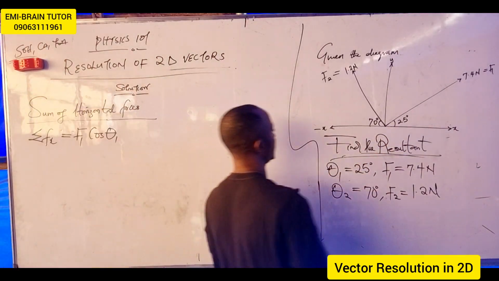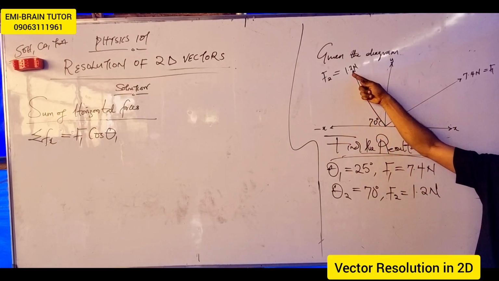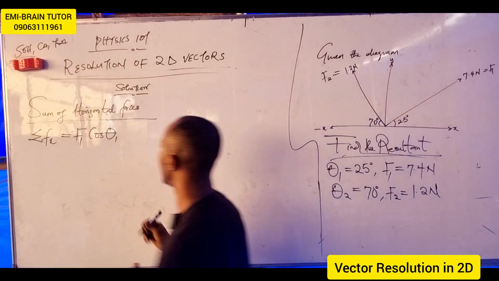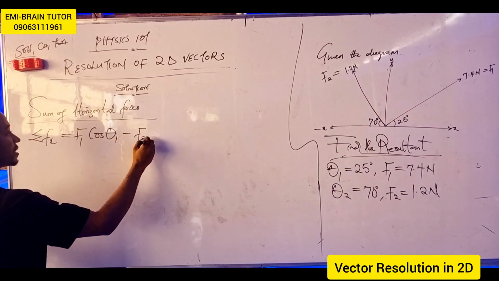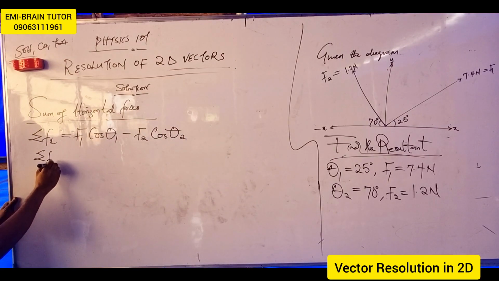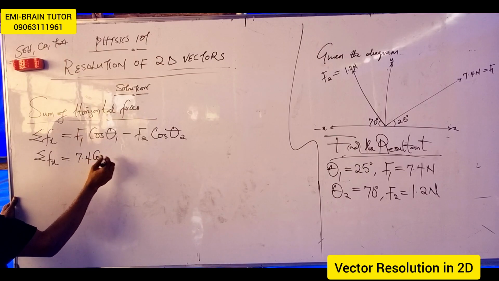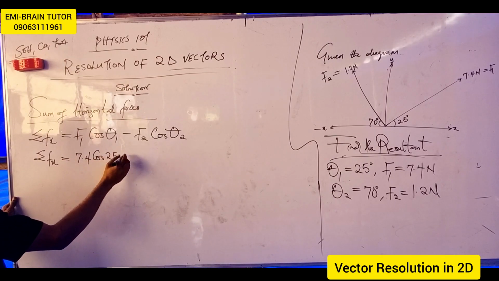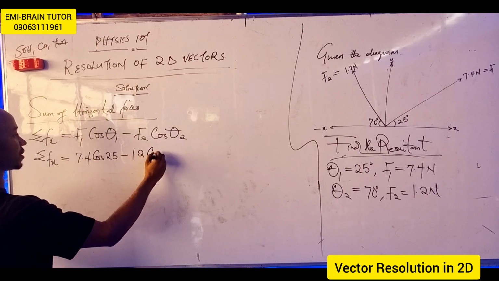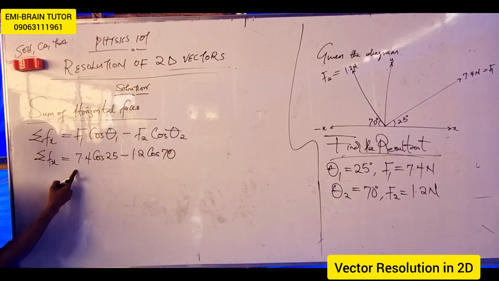Now the other force here is on the negative side. If I'm resolving this F2 here, it becomes minus F2 cos theta 2. So the sum of all forces becomes, what's the F1? They give me 7.4 cos 25 minus, what's my F2? 1.2 cos 70. What's cos 25? Multiply with 7.4, what do you have?